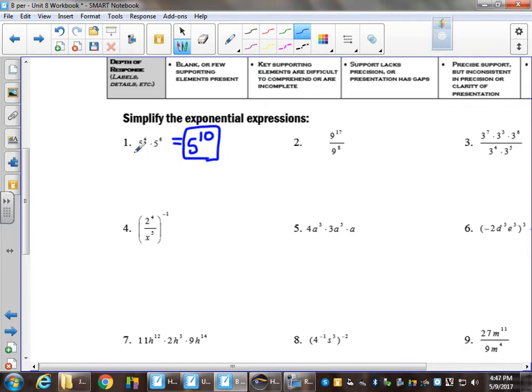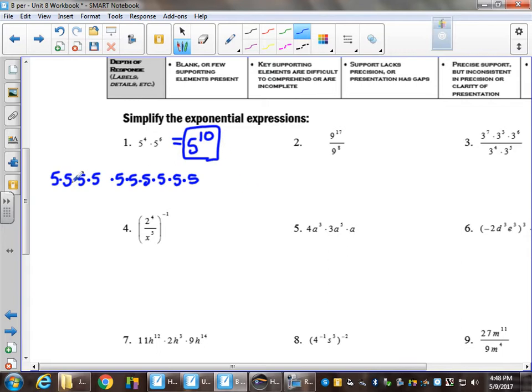The math behind why this works, 5 to the 4th literally means 1, 2, 3, 4, 4 5s. And then 5 to the 6th is literally 6 more. 1, 2, 3, 4, 5, 6. So if I actually add up how many are being multiplied, 1, 2, 3, 4, 5, 6, 7, 8, 9, 10. 5 to the 4th times 5 to the 6th equals 5 to the 10th.